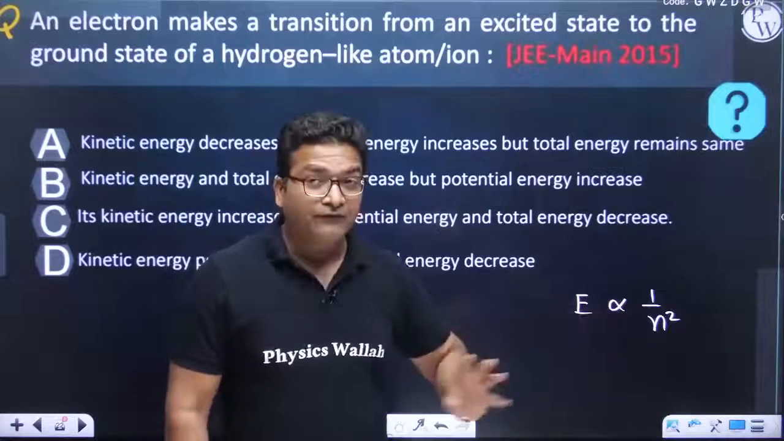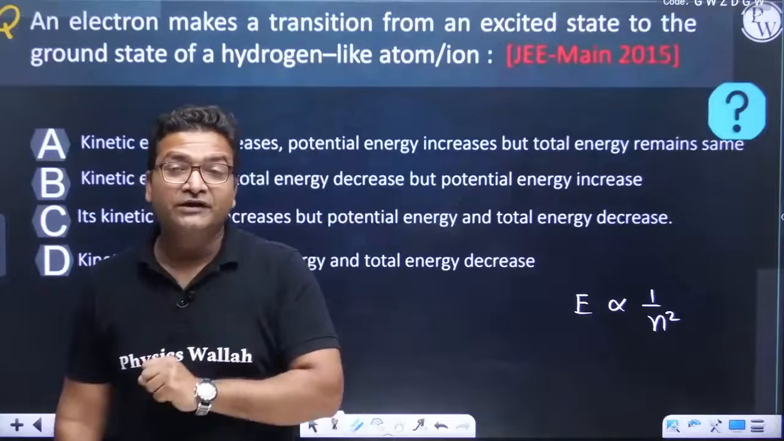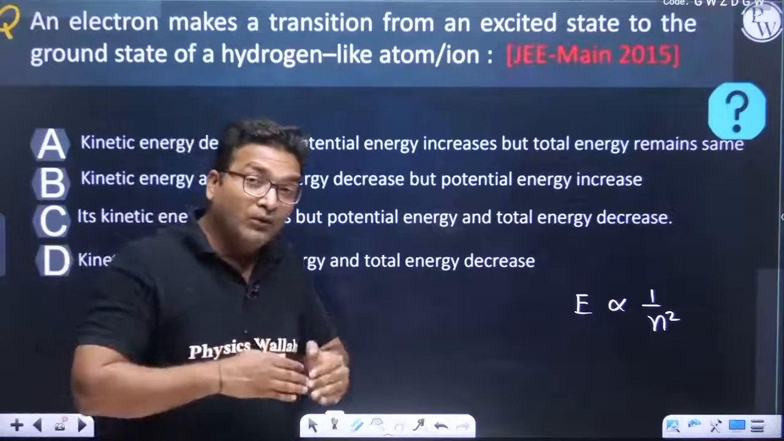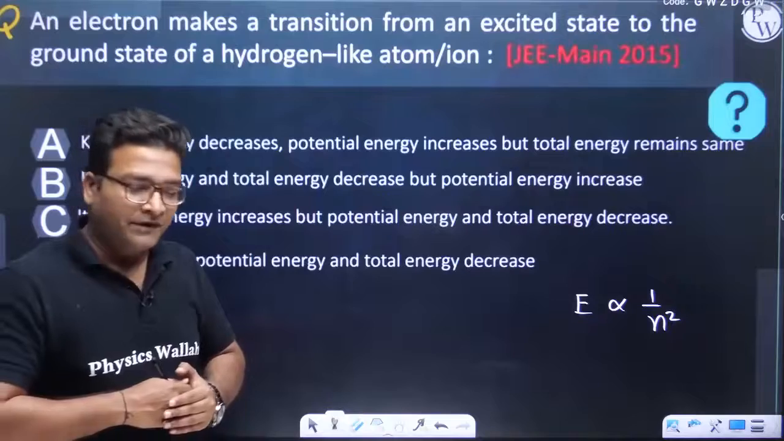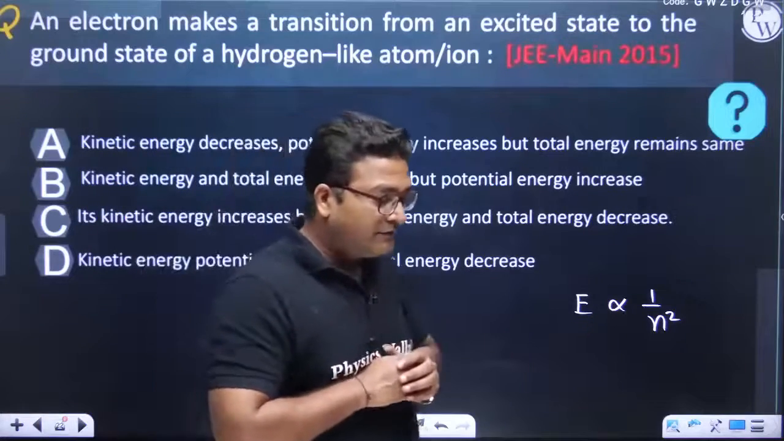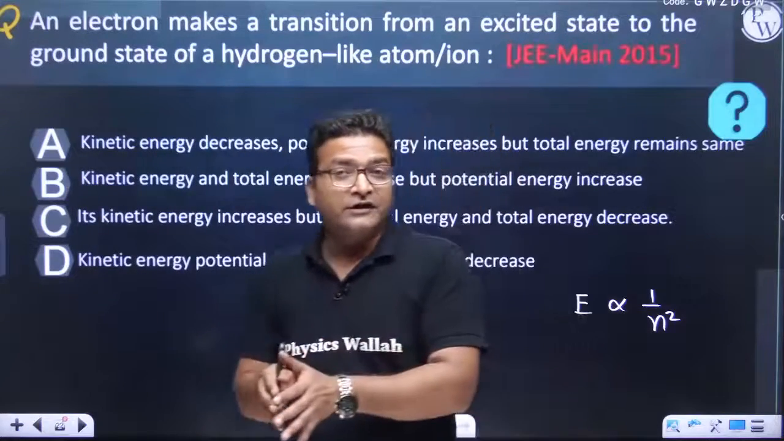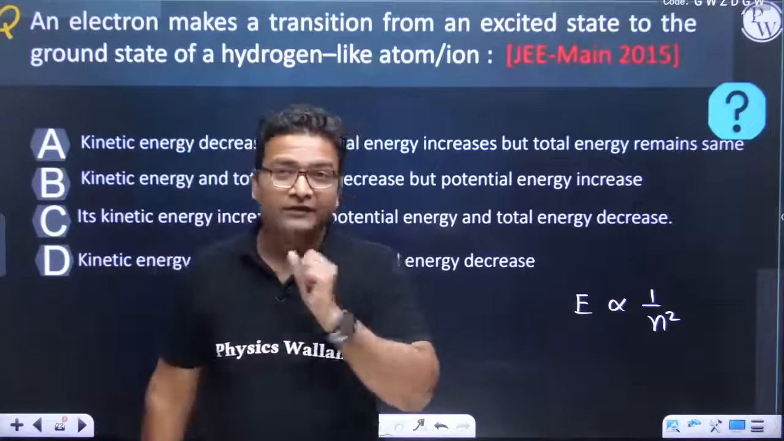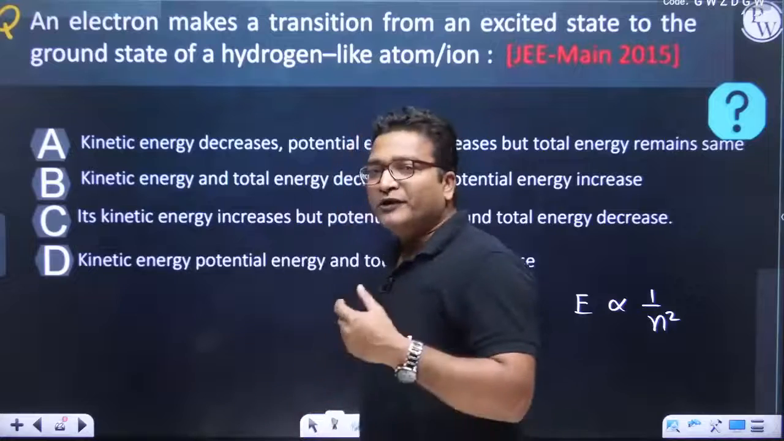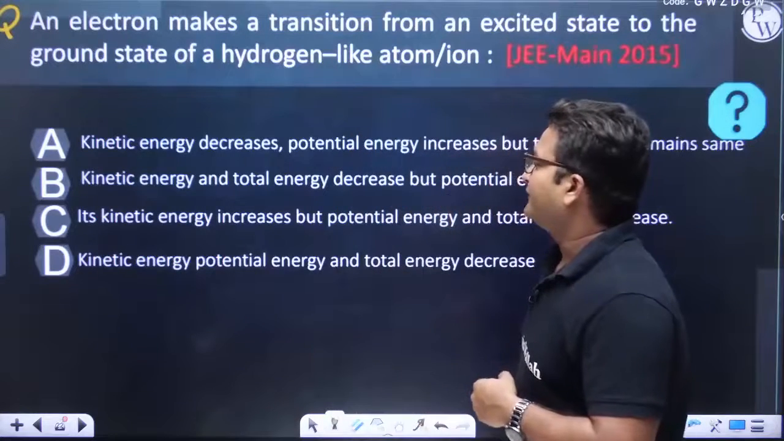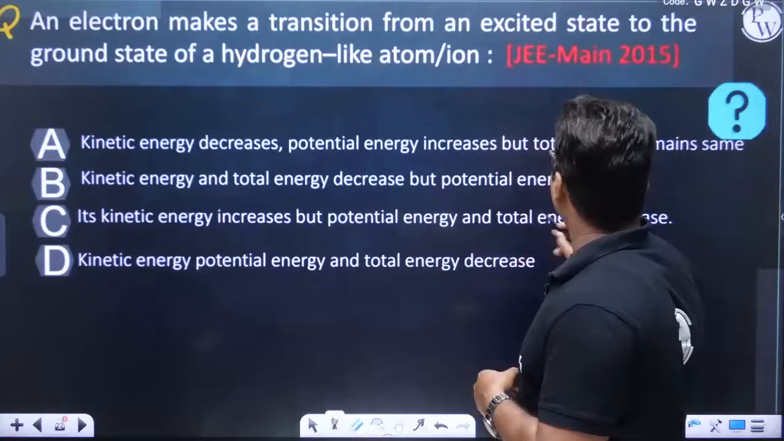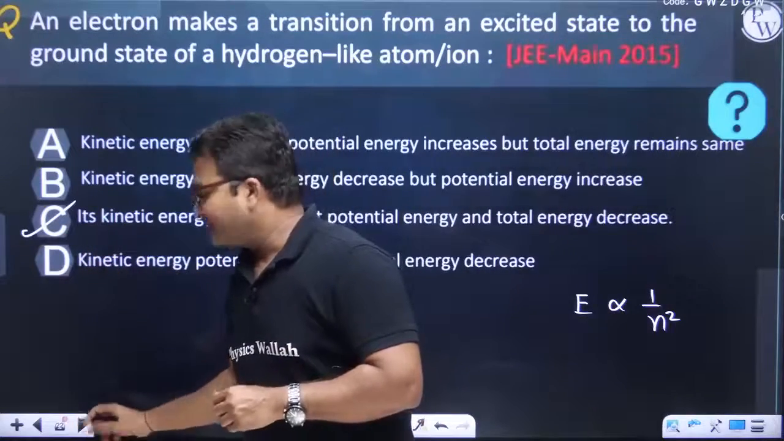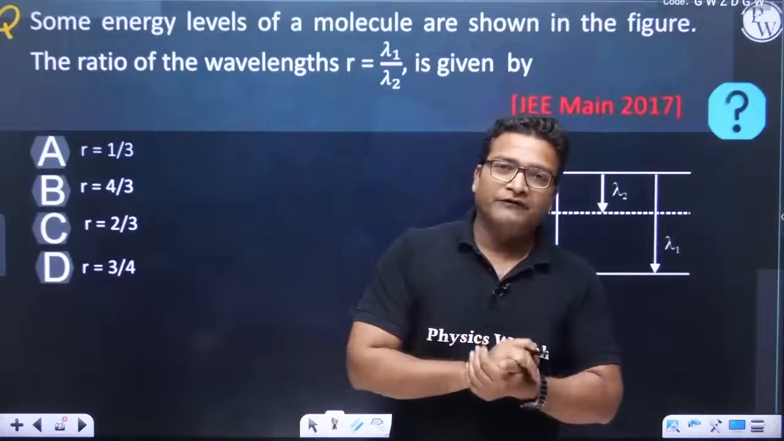the magnitude of energy should increase, right? The magnitude of energy should increase, but only kinetic energy is positive. That says kinetic energy must increase, and potential energy and the total energy, they both are negative, so they are actually decreasing. So kinetic energy increases, but potential energy, total energy decreases. So C is your perfect choice. Let us see what we have next.